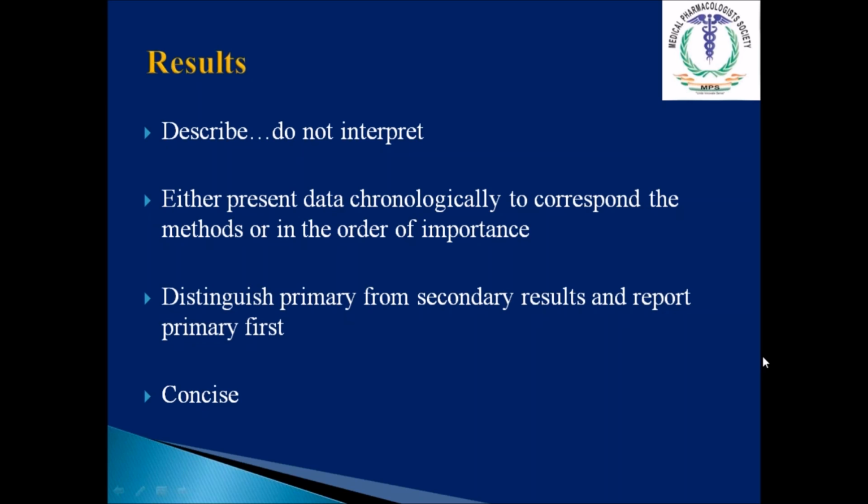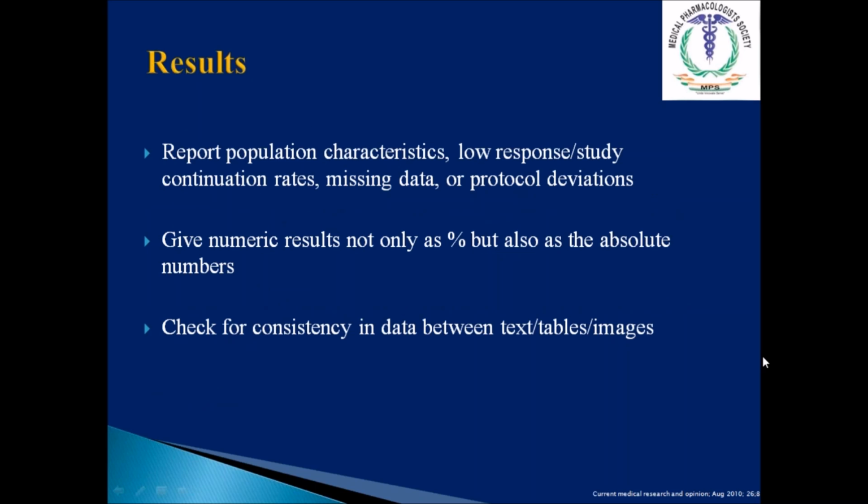Again, results should also be as concise as possible. As I said, the statistical report could be 100 pages, but your manuscript is just 10 pages or maybe 6 or 7 pages. So results should also be as concise as possible. Next. In the results, we report population characteristics, response rate, discontinuation rate, missing data, protocol deviations. Those all have to go into the result section, and the interpretation of why there was missing data, how you handled this missing data, what was the protocol deviation, should go into the discussion part, not in the result section.